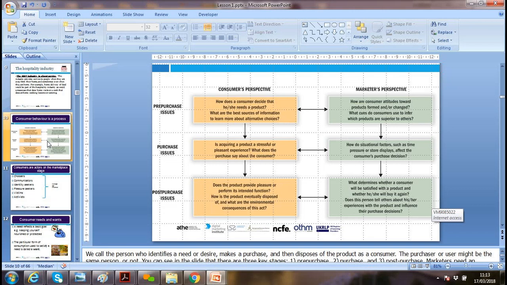So when we are looking at consumer behavior, first of all, we need to understand the consumer perspective. We need to understand the marketer perspective. So how does the consumer decide he or she needs a product?